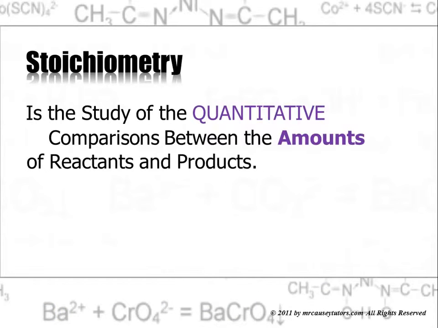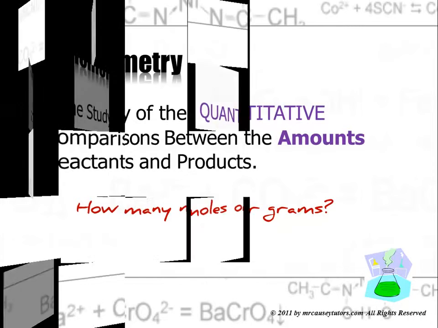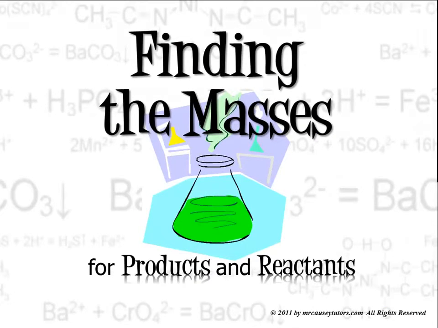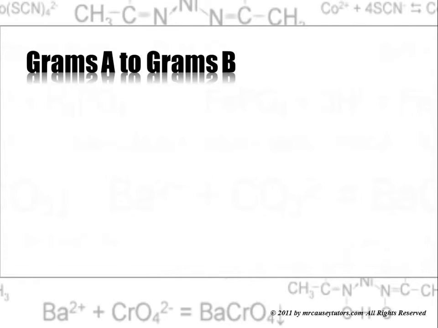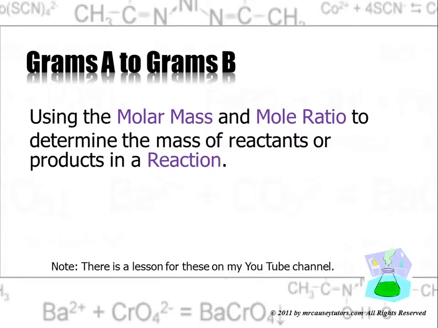Stoichiometry is the study of the quantitative comparisons between the amounts of reactants and product. Now note that's quantitative, not qualitative. This is numbers and it's math. So we want to know how many moles or grams we're dealing with, and we're going to use molar mass. We're going to use mole ratio to help us determine these things.